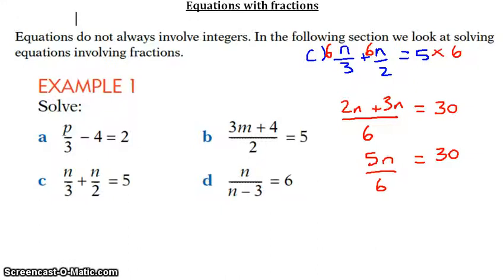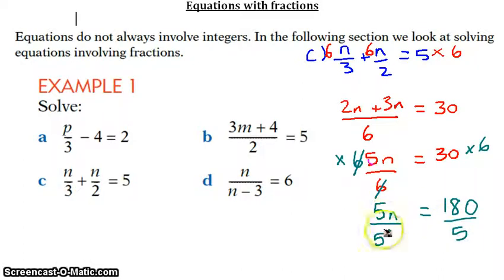Okay. Now I'm ready to get n by itself. And at the moment 5n's being divided by 6. So I'm going to times by 6 on both sides. 6 divided by 6 is 1, leaving me with 5n. 30 times 6, or 3 times 6 is 18, just add the 0. And divide both sides by 5, because it was being times by 5. So n is going to be 180 divided by 5. Okay, and 180 divided by 5 is 36.